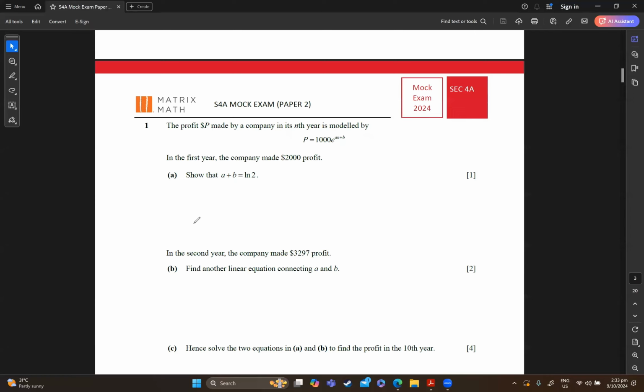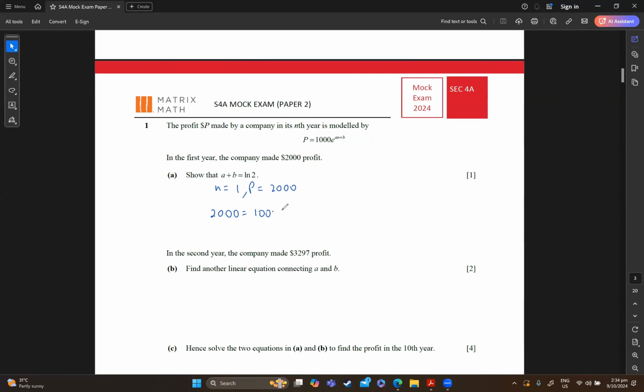Okay, Sec 4 A Maths mock exam paper 2. Question 1. Show that A plus B equals ln 2. So in the first year, the company made a profit of $2,000. So N equals 1, P equals $2,000. Throw this into the equation.